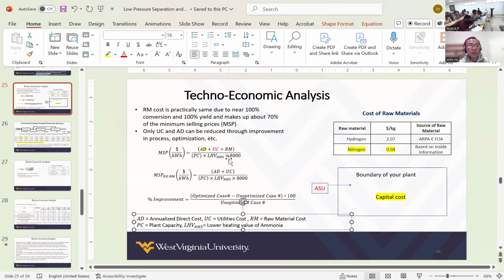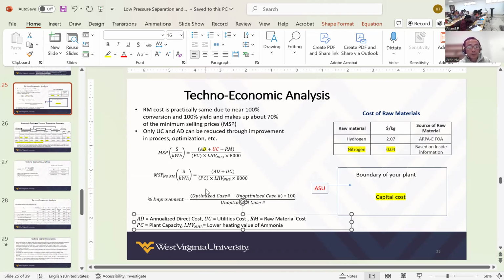Anybody knows LHV? LHV stands for? In the engineering world, you should know LHV. What's the LHV? Lowest heating value. Thank you. So basically, you have to divide by the plant capacity, which means is it going to be 1,000 ton per day or 2,000 ton per day? That's the so-called PC times the low heating value of the ammonia times 8,000 hours. Okay, so altogether that comes up with the MSP.